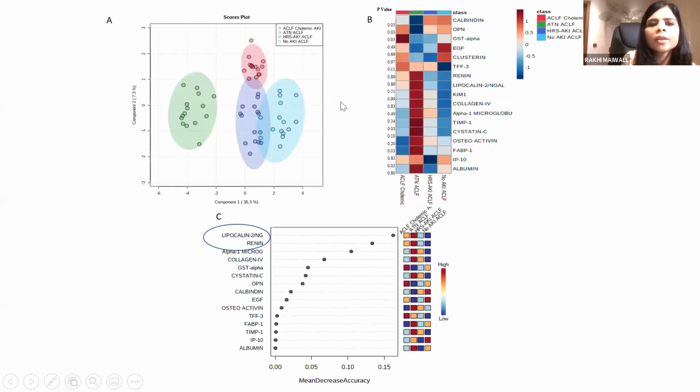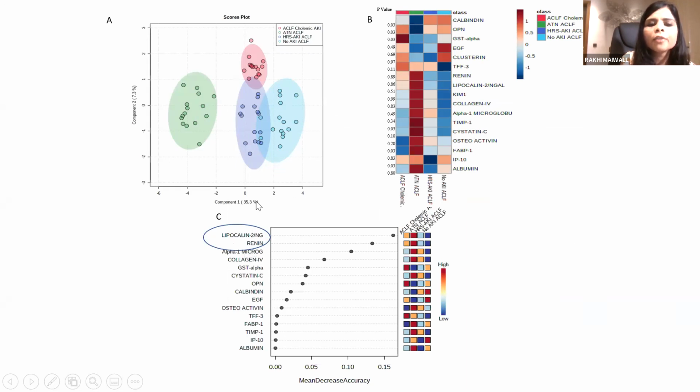And I'll show you here with the PCA plots that in each of these patients, the spectrum is very, very different. This is the no AKI group, and these are all 3 different AKI, and there is a clear difference between each of these AKI in patients with ACLF.